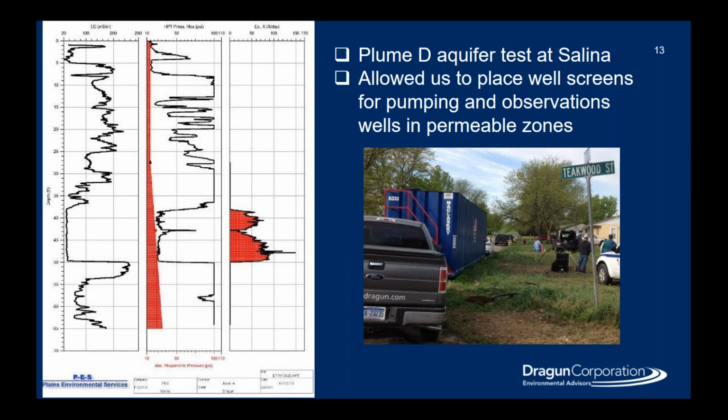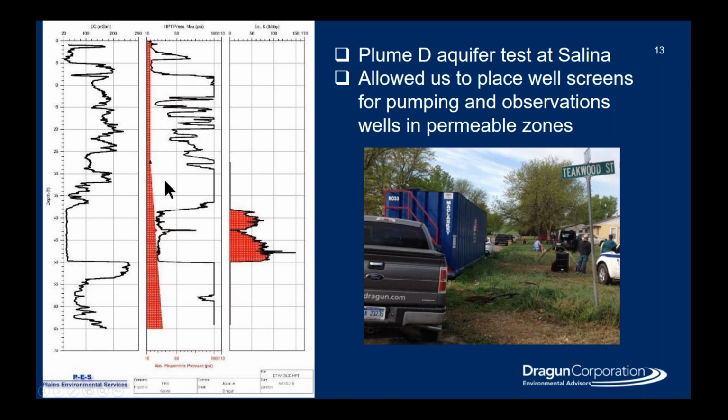So we advanced the HPT probe, and you can see the log of the pressure in the middle here. And some things that you can tell here is where there's high pressure, so where the line is out to the right, that's where we have clayey material. And then you can see that where it drops off to low pressures, that's where we have sandy material. The right-hand side is an interpretation of that, showing where the sand is shaded in red.